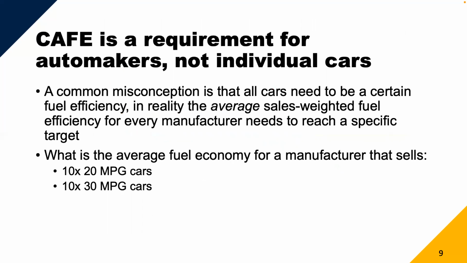In reality, it's the average sales weighted fuel efficiency for every manufacturer to meet a specific target, which means that if I have like a 35 mpg requirement, I don't need to produce all the cars that I produce to meet that requirement. But the average of the cars that I sell have to meet that requirement. So I'm allowed to produce cars that are 25 mpg as long as I balance that out with cars that are like 40 mpg, right?